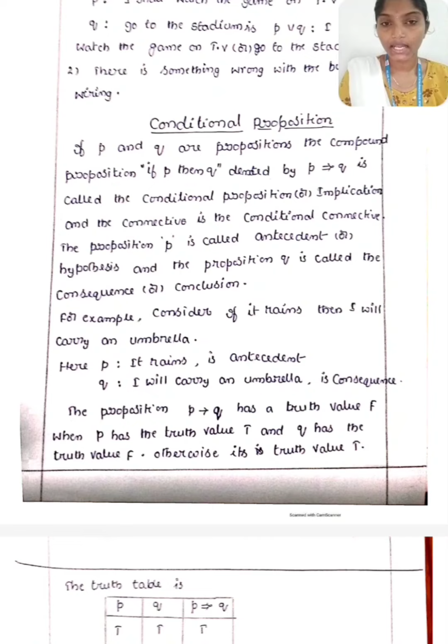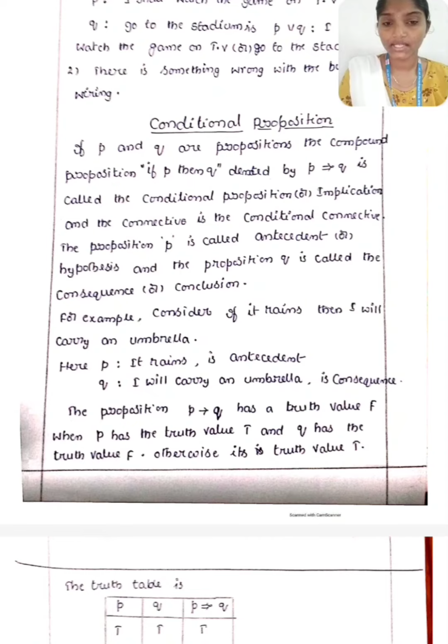Next, conditional proposition. If P and Q are propositions, the compound proposition if P then Q, denoted by P implies Q, is called a conditional proposition, and the implication is the conditional connective. The proposition P is called the antecedent or hypothesis, and the proposition Q is called the consequent or conclusion.